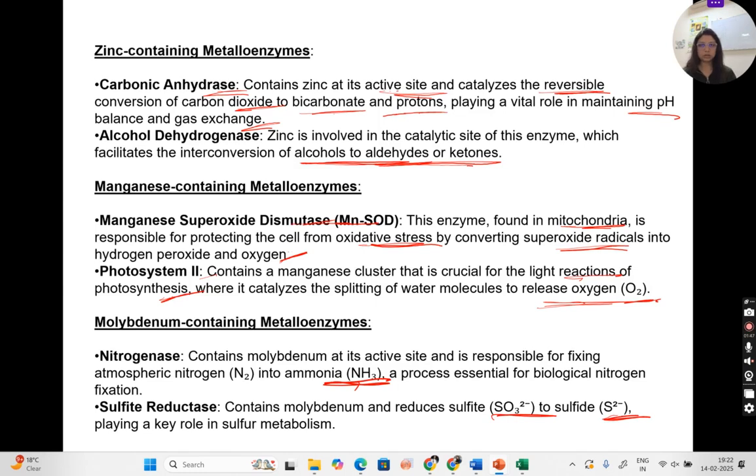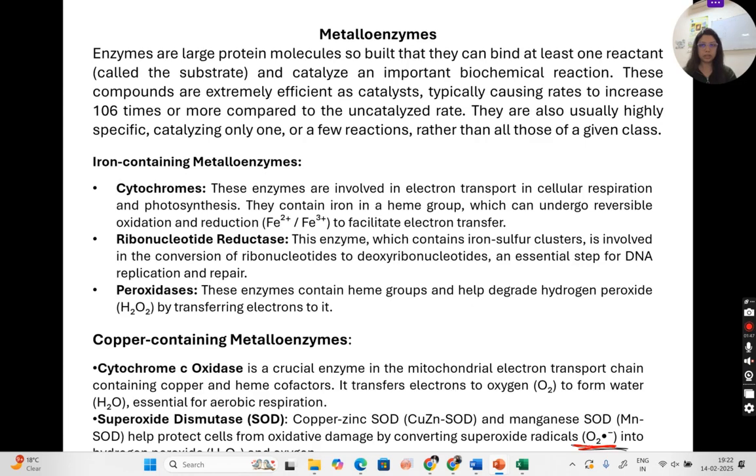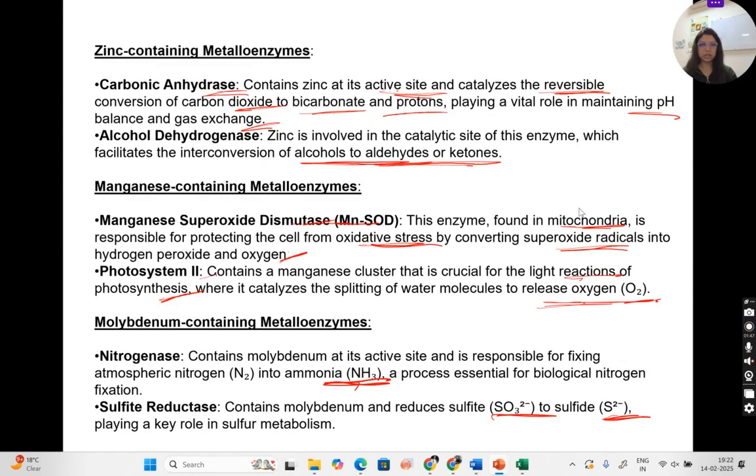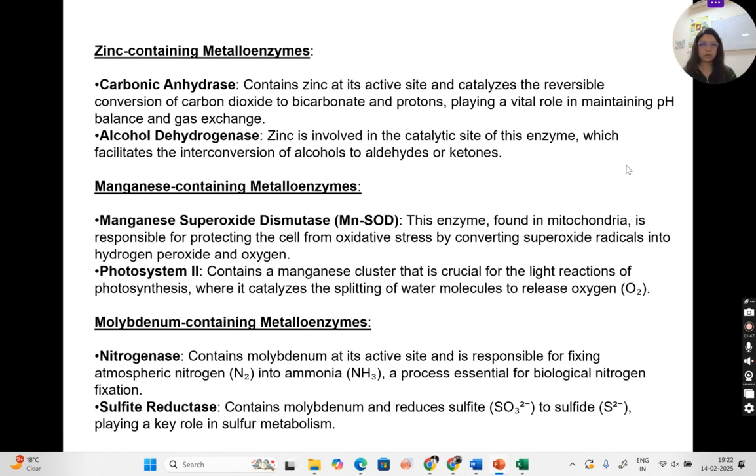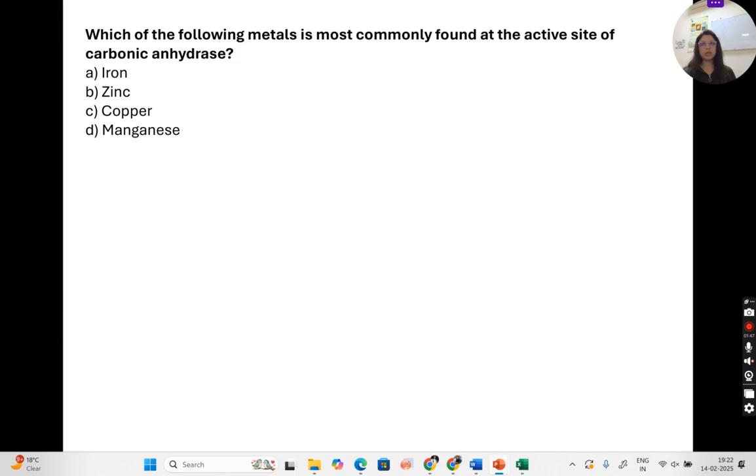So this is the basic information about metalloenzymes. I hope these are clear. Questions can arrive either on the function of these metalloenzymes or simply on which metalloenzyme contains which metal. So here is the question: which of the following metals is most commonly found at the active site of carbonic anhydrase? We already read about carbonic anhydrase.